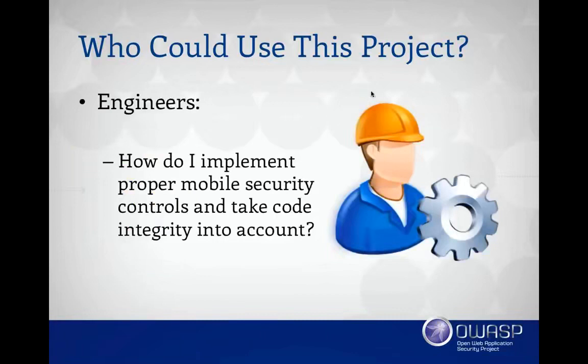Also for engineers, I wanted to know, how do I create various mobile security controls that can take into account integrity? So the classic example which immediately jumped to mind was jailbreak detection. So for instance, in an iOS device, you have to be able to detect that you're running in a jailbroken environment. And the problem is that there are a host of different ways of violating the integrity of the code and bypassing that particular algorithm.